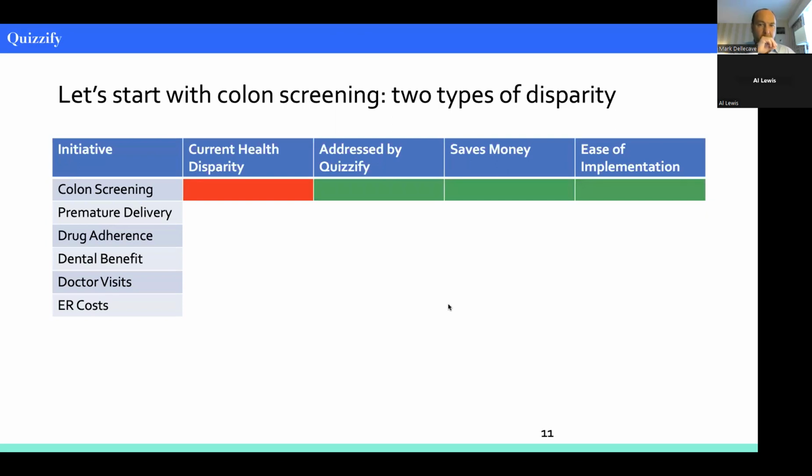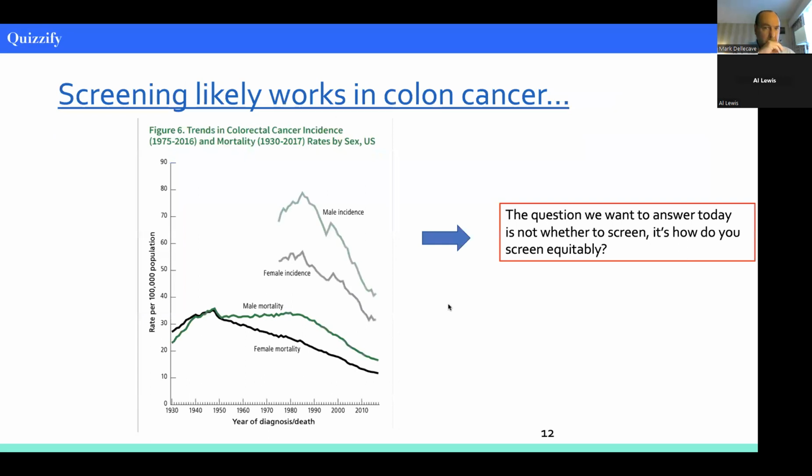And we're going to start with colon screening, which if those of you who are on our last webinar, remember we did a lot on colon screening. We did not address it from this particular viewpoint. It is a large health disparity in colon screening. Now you might say, how could that possibly happen?